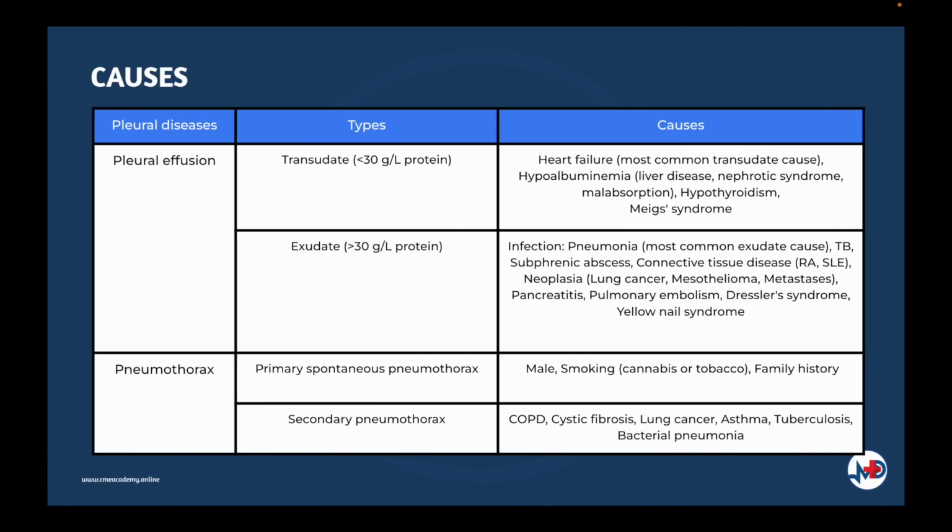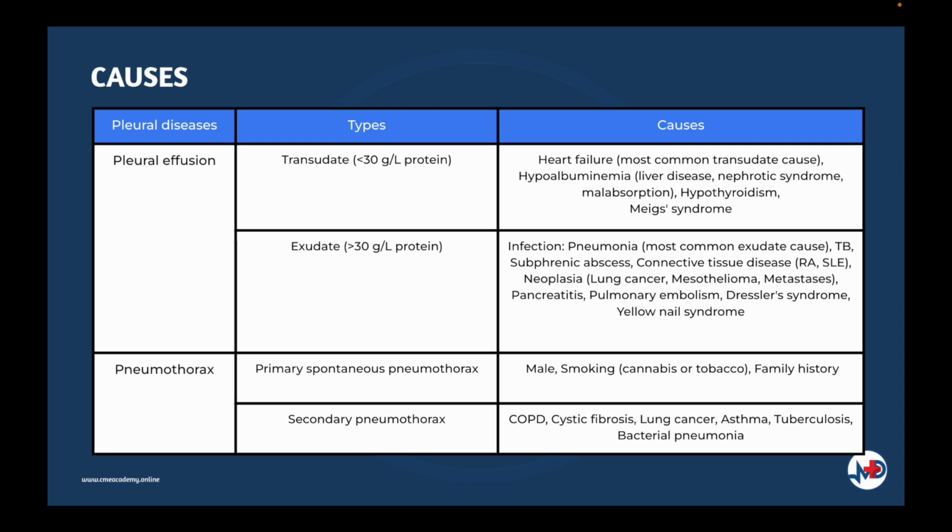Now let's take a look at the causes of pleural effusion and pneumothorax in the form of a table. So as mentioned earlier, pleural effusion is divided into a transudative effusion and an exudative effusion, depending on the amount of protein that's present in the pleural fluid. Common causes of transudative effusion include heart failure, which is the most common cause, hypoalbuminemia secondary to liver disease, nephrotic syndrome, malabsorption, hypothyroidism, as well as Meigs syndrome.